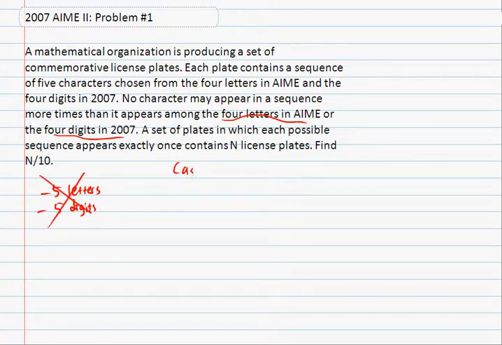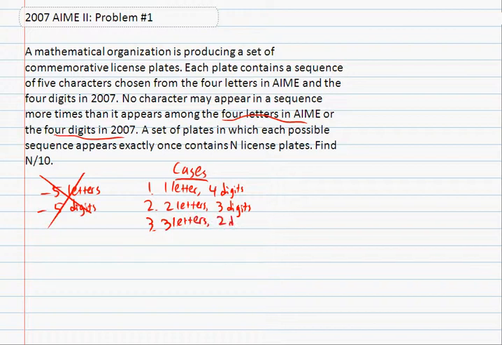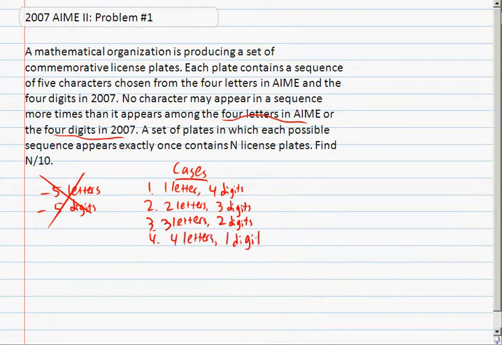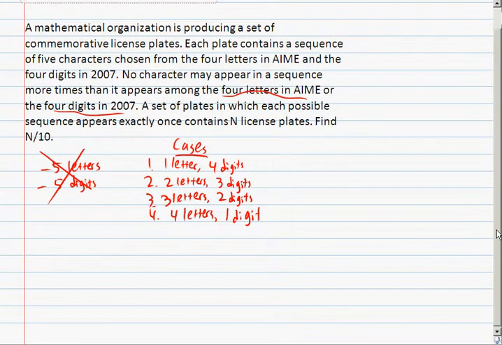So the only kinds of cases that we can have are 1 letter and 4 digits, 2 letters and 3 digits, 3 letters and 2 digits, or 4 letters and 1 digit. So let's look at each of the cases separately. Let's start with case 1 with 1 letter and 4 digits.